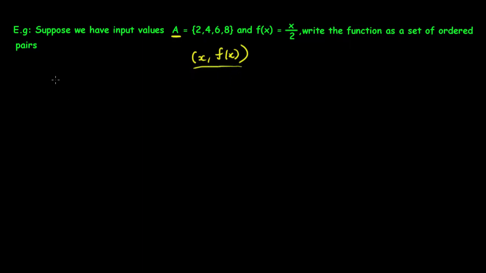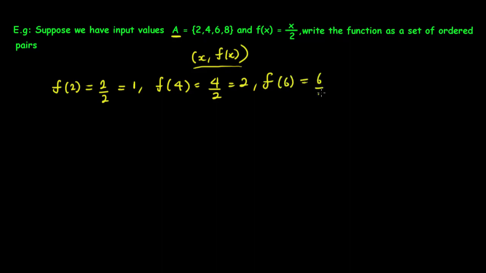So we're going to put each input value inside the function and then write it like this. So let's start with 2. At x equal to 2, f of 2 is going to be 2 over 2, which is 1. At x equal to 4, f of 4 is going to be 4 over 2, which is 2. At x equal to 6, f of 6 is equal to 6 over 2, which is 3. And finally, at x equal to 8, f of 8 is equal to 8 over 2, which is 4.